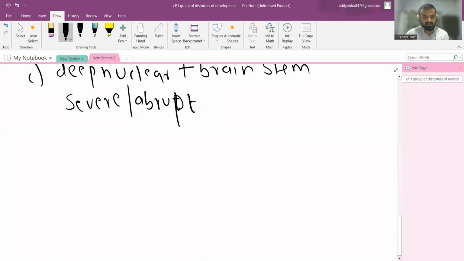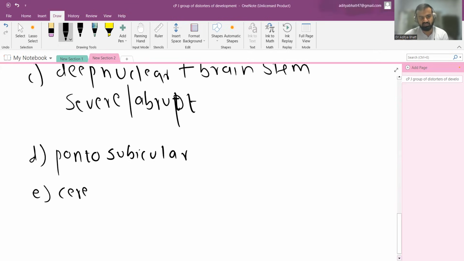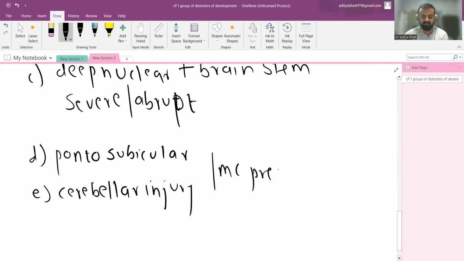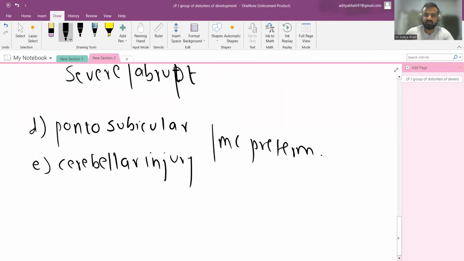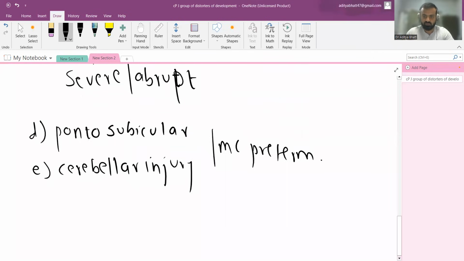But two more types were added. What are the two types? One is pontosubicular, and the fifth type is cerebellar injury. Now these are more common in preterm, and these are the newer types of injury. With cerebellar injury, you know that there is atonic CP. Atonic CP is commonly seen with cerebellar injury. So these are the 5 types of injury that I want you to remember.